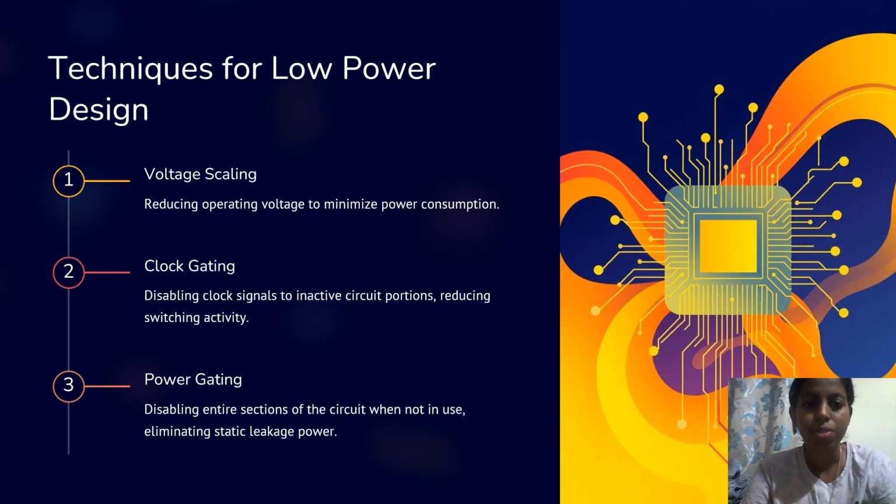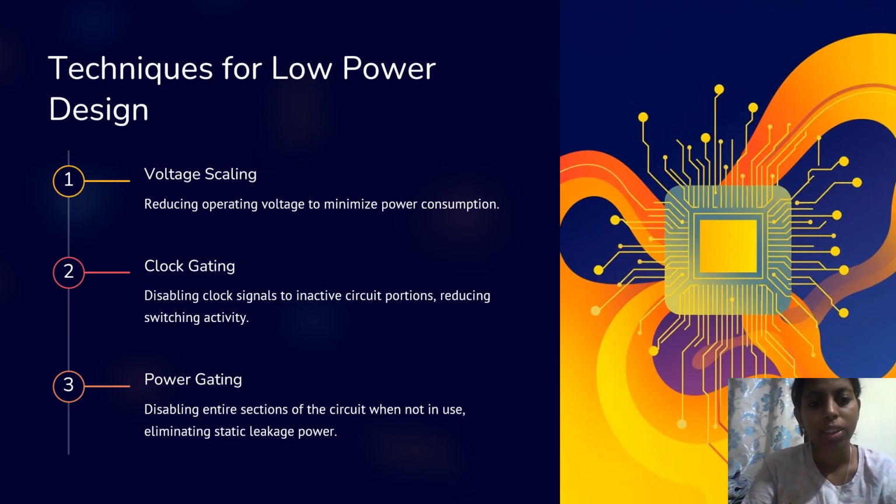Now let's see techniques for low power design. The first one is voltage scaling, the second one is clock gating, and the third is power gating. Let's see what voltage scaling is: reduce operating voltage to minimize power consumption. In VLSI, the chips need to be operated at a low voltage. If it works at a low voltage, then surely we can make the chip a less power consuming chip.